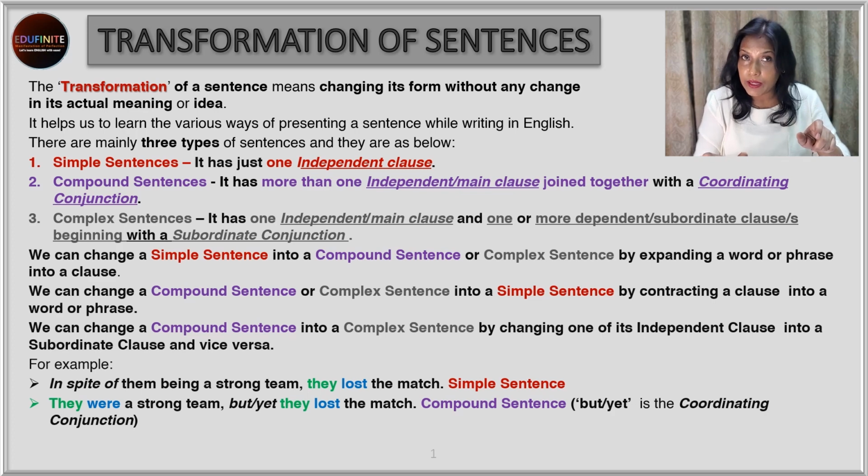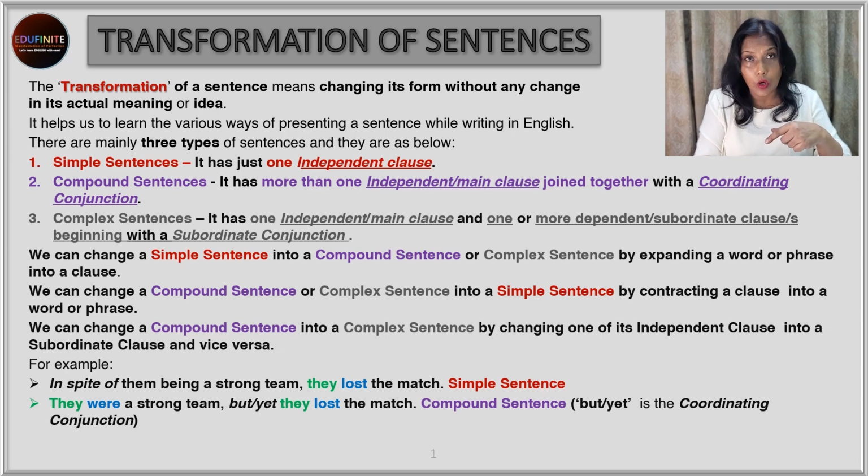And these two independent clauses are joined together by a coordinating conjunction. Either it can be but or yet. So the sentence stands as, they were a strong team, but they lost the match. Or, they were a strong team, yet they lost the match. So this is how we are turning the simple sentence into a compound sentence.